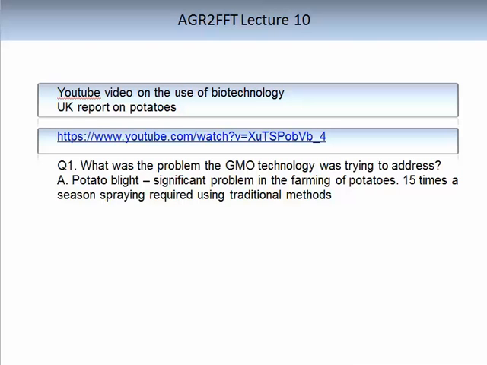The first question you were asked to address was what was the problem the GMO technology was trying to address? Well, this was the disease potato blight. It is a significant problem in the farming of potatoes both in current day times and in the past. You may remember such incidences in history as the Irish potato famine. This was indeed caused by potato blight, which was brought on by high levels of moisture.